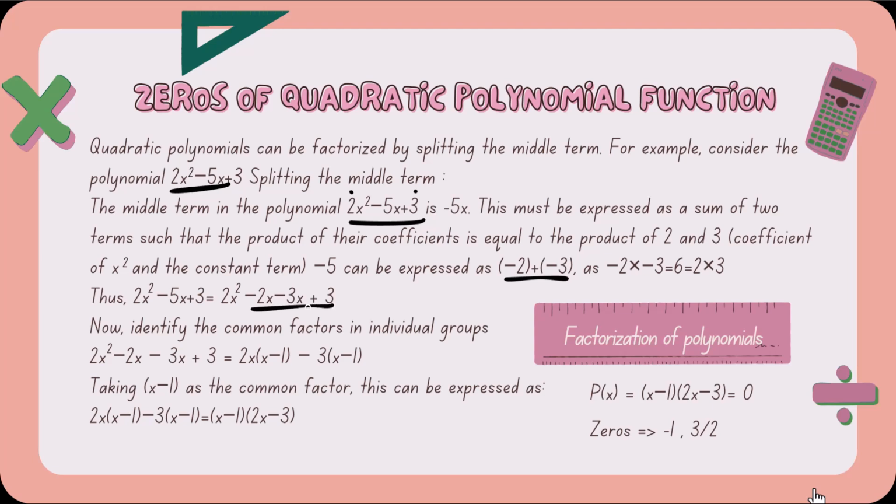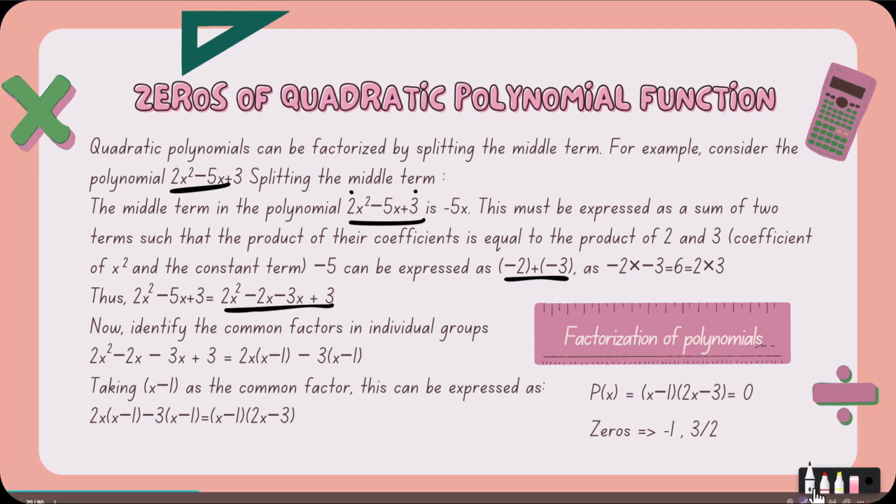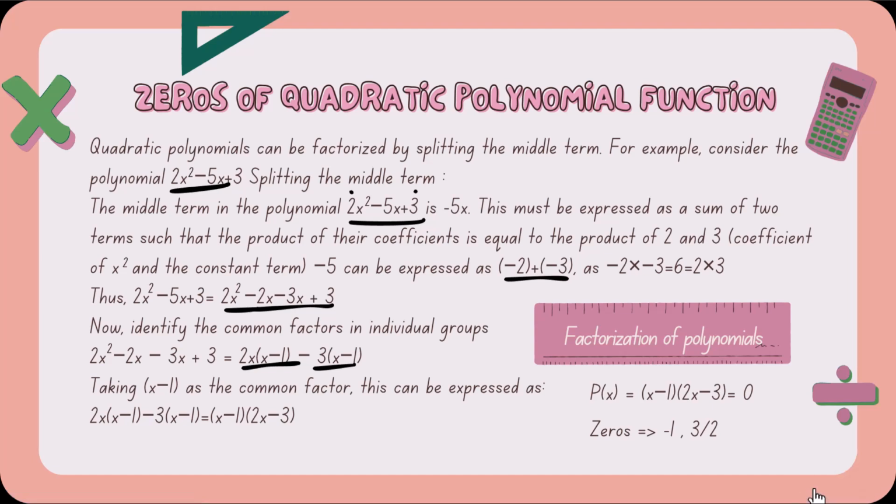We'll take 2x common outside. If you take 2x common outside, 2x the whole x minus 1. If you take minus 3 common outside, minus 3 the whole x minus 1. Now take x minus 1 outside. So what do we have? We have x minus 1 the whole into 2x minus 3.